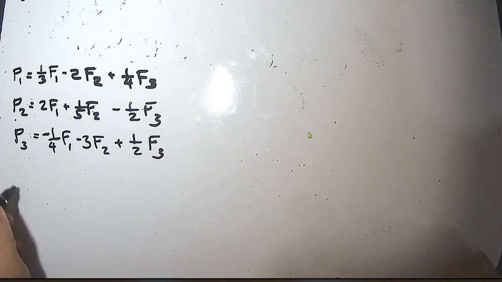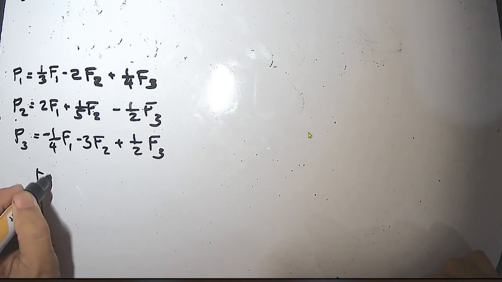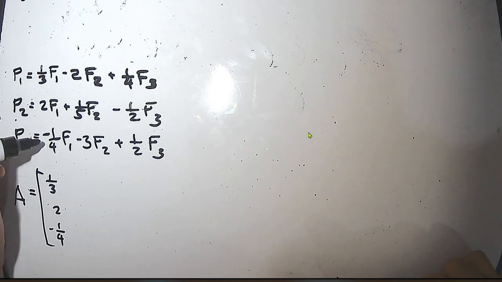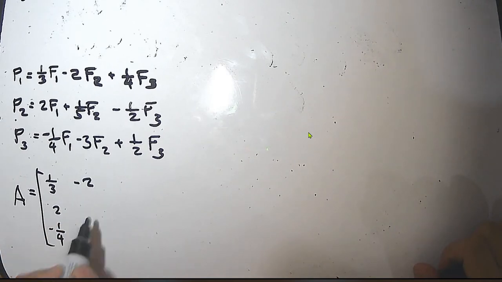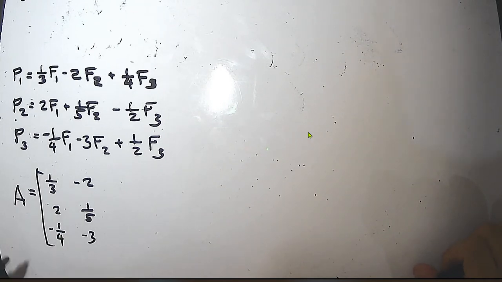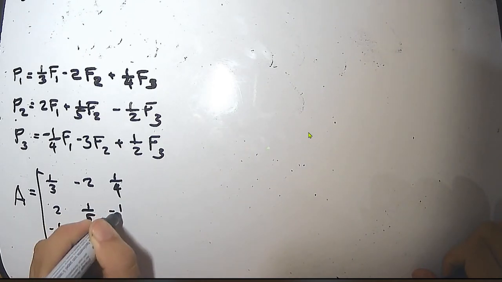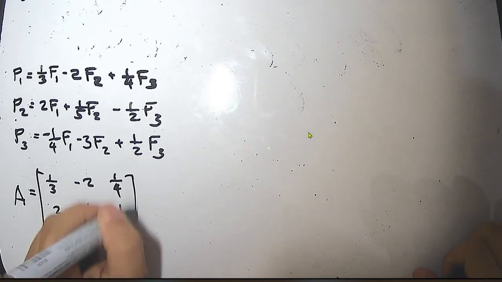So, i-assemble natin yung A matrix. So, we have 1/3, 2, and then negative 1/4. Ito yun, ano? And then, we have negative 2, 1/5, and then negative 3. Followed by, dito na, that is 1/4, then negative 1/2, and then positive 1/2. Ito siya.